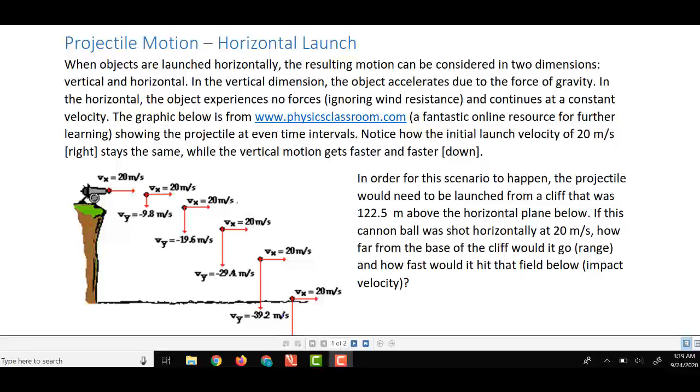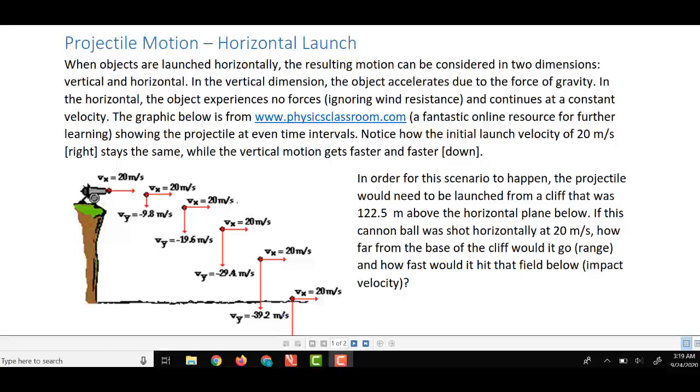So this one is shot off a cliff that is 122 meters above, and we've launched horizontally at 20 meters per second. Horizontal projectile motion problems typically ask things like, how far from the base of the cliff does the projectile go, and what is its impact velocity? And this we'll have to consider in the x and the y, as if you had fired an arrow or something like that, it would stick into the ground, not vertically, not horizontally, but at an angle, which represents a combination of those two velocities. So let's get to it.